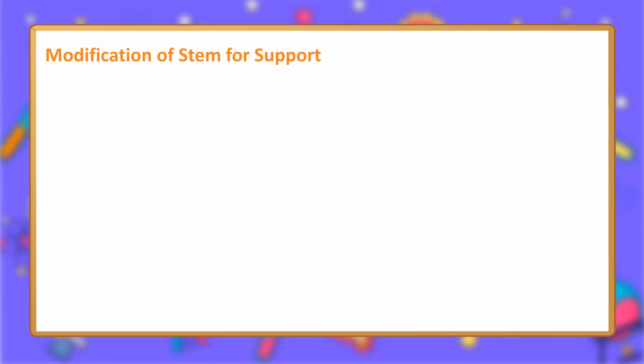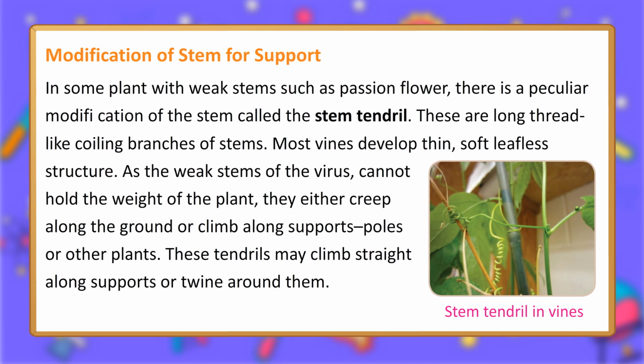Modification of stem for support. In some plants with weak stems such as passion flower, there is a peculiar modification of the stem called the stem tendril. These are long, thread-like, coiling branches of stems. Most vines develop thin, soft, leafless structures.